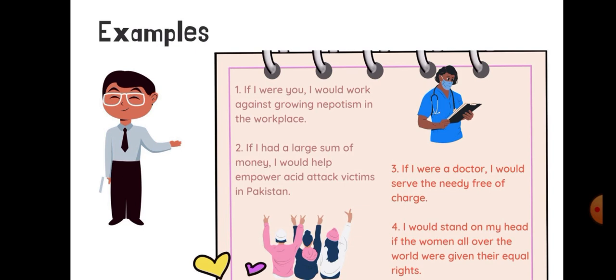Thirdly, if I were a doctor, I would serve the needy free of charge. Fourth, I would stand on my head if women all over the world were given their equal rights. Here, in the first three sentences, the if clause is mentioned before, and in the fourth sentence, the if clause is mentioned after. So do remember this: when we are using the if clause first, there is going to be a comma after the if clause, and then the result clause is mentioned. But if the result clause is mentioned first, then there is no need to put a comma after the result clause.